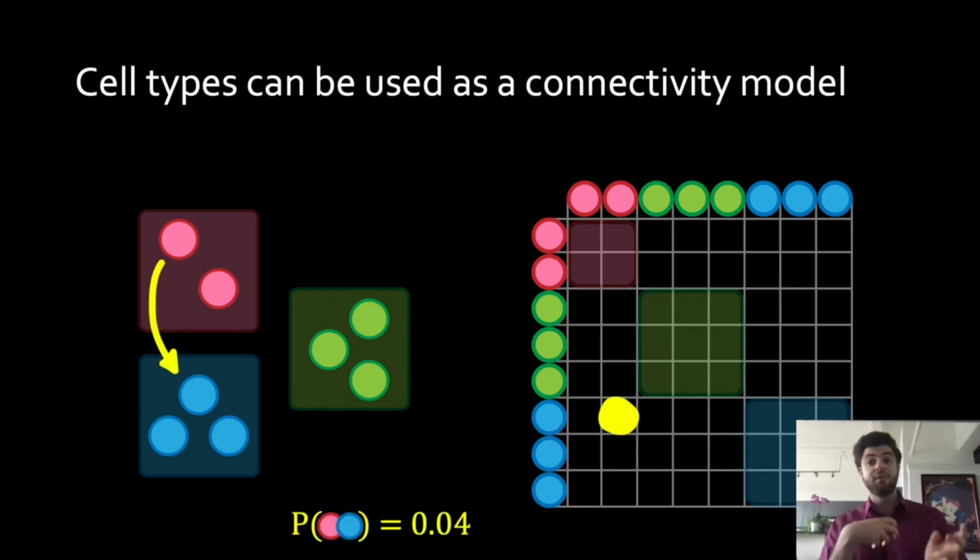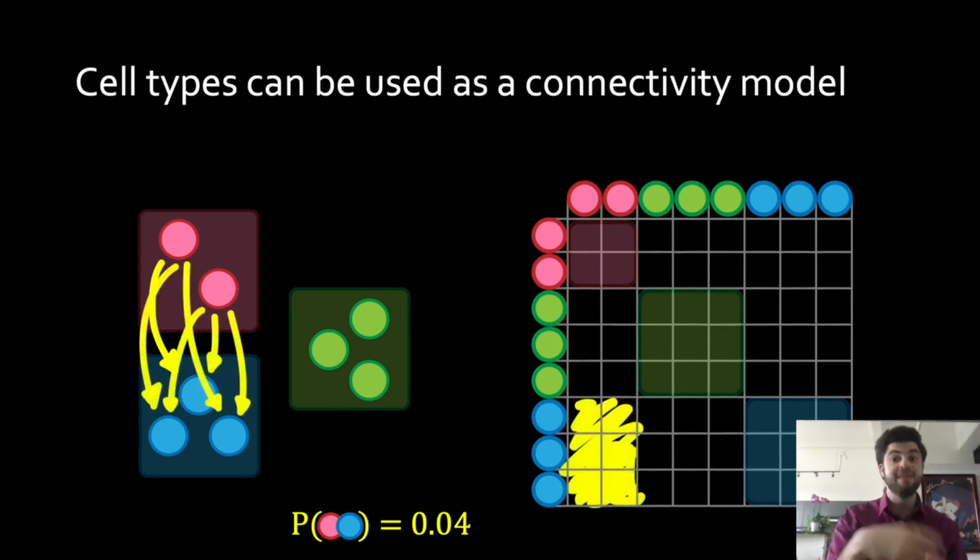Now, when I want to know if this one particular red neuron and this one particular blue neuron share a synapse, I simply flip a 25-sided coin. And in fact, that's not only how I know if these two neurons connect, it's also how I know if any of the red and any of the blue neurons connect. Everything in the yellow region has a similar probability of connection, since those boxes represent the synapses between the same neuron types, that is, red synapsing on blue.